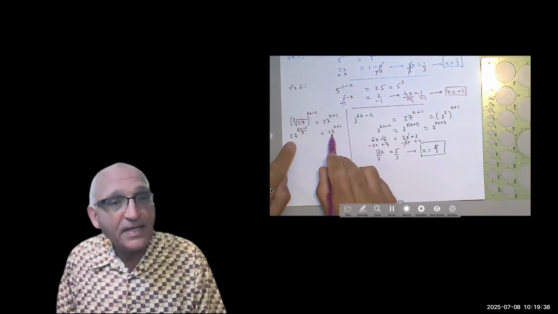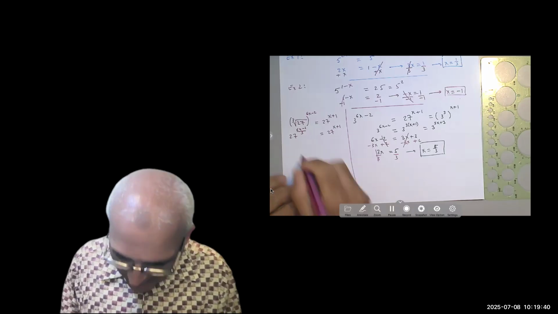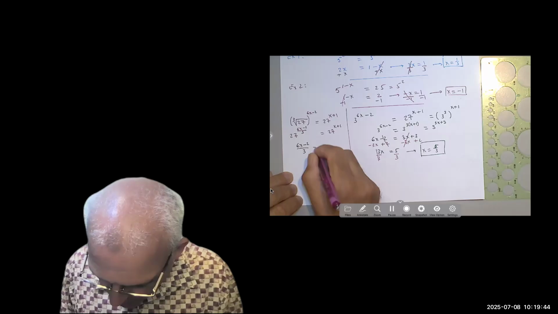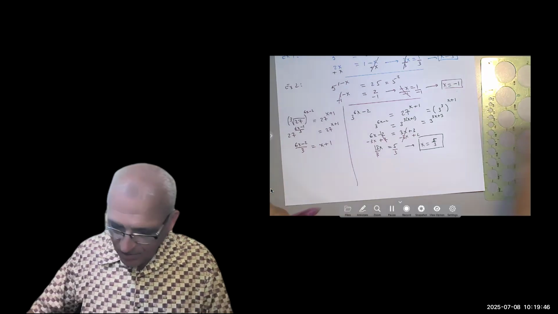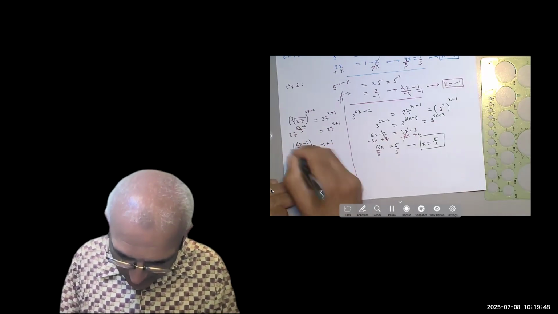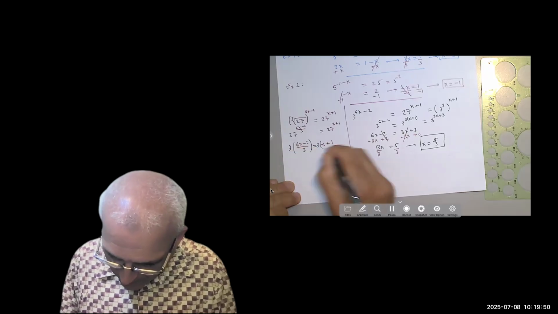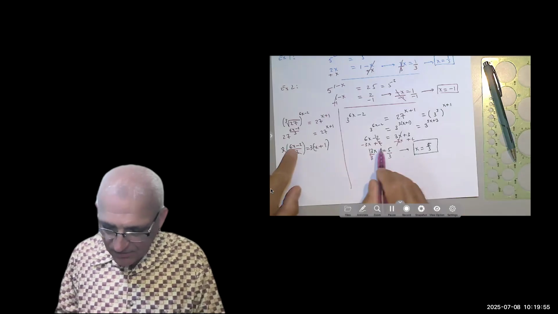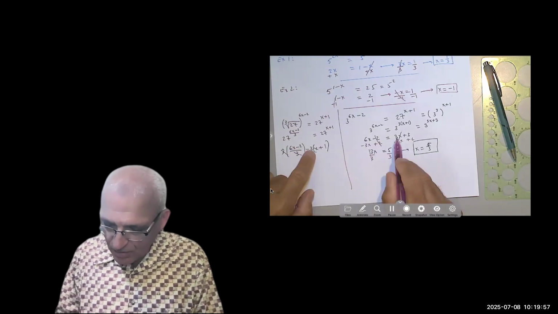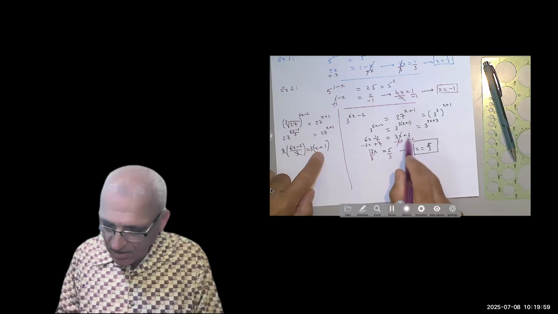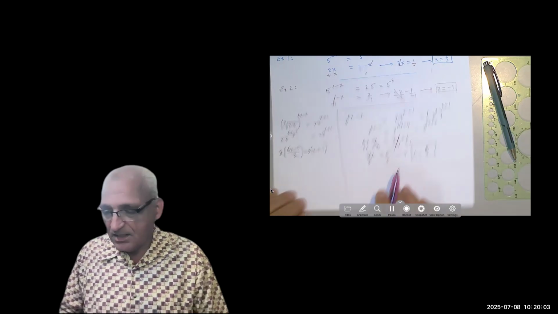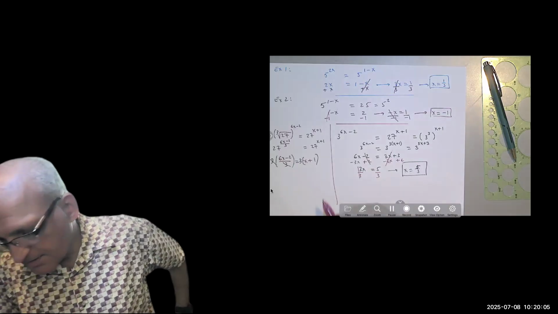And now, because the base becomes the same, I have to say 6x minus 2 over 3 equals x plus 1. I'm going to multiply both sides by 3. And the rest is history, because I will get 6x minus 2 equals 3 times x plus 1, or 3x plus 3. So I will end up with the same equation, same answer.